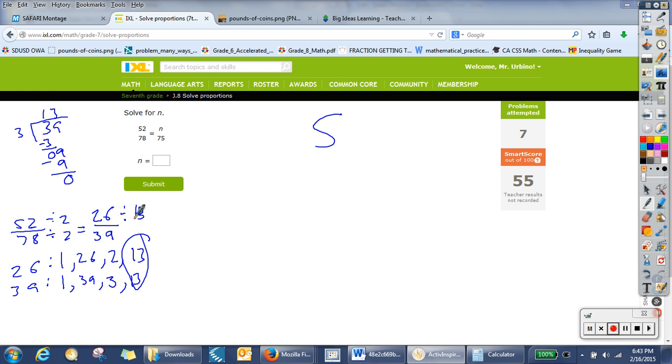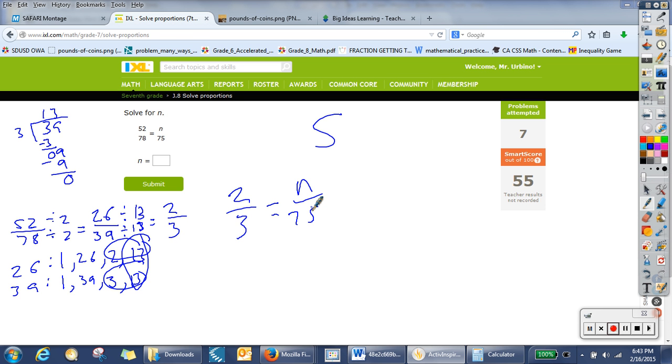26 divided by 13, and 39 divided by 13. I know from my factors that 26 divided by 13 gives me 2, and 39 divided by 13 will give me 3. Whew. So that was a good amount just to simplify this down. So we have 2/3. Let me rewrite that so it's not so sloppy. Alright, let's try that again. 2/3 is equal to n over 75.